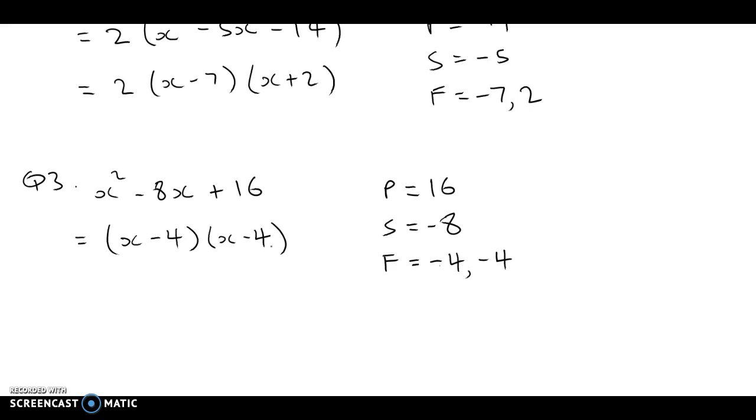Now, in order to fully factorise this, we can take this one step further, because x minus 4 times x minus 4 is actually the same as x minus 4 all squared, which makes it a perfect square.